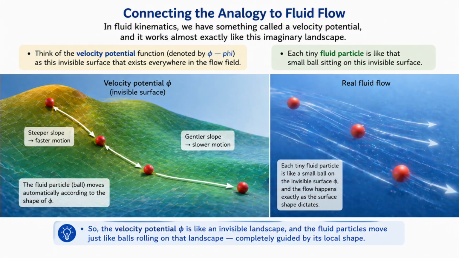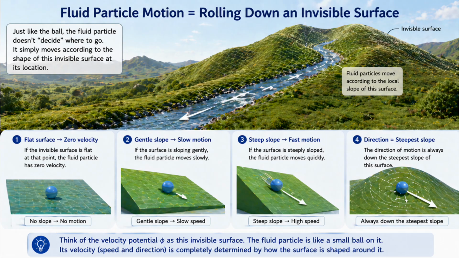If the surface is steep, the particle moves faster. If the surface is gentle, the particle moves slower. Therefore, fluid motion is not arbitrary. It is completely dictated by how the velocity potential varies in space. So, the velocity potential phi can be understood as an invisible landscape, and fluid particles move exactly according to its local shape. Fluid particle motion can be understood as motion over an invisible surface.